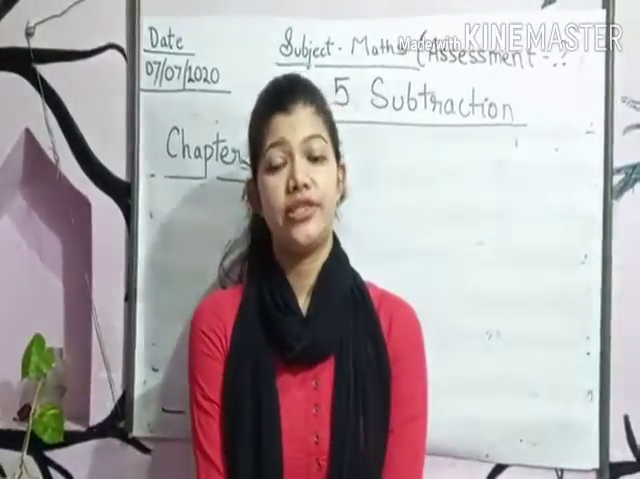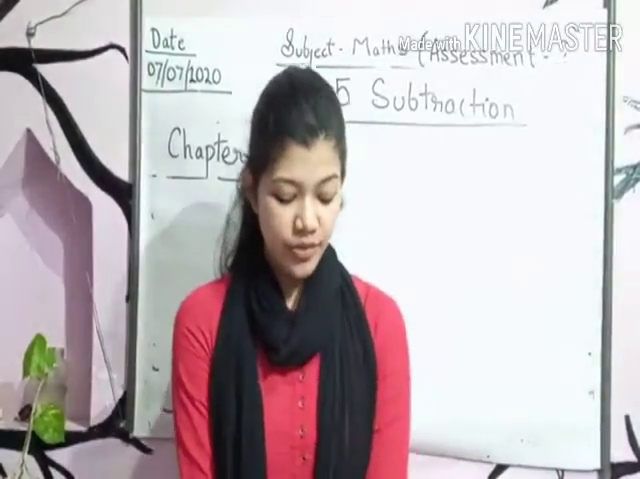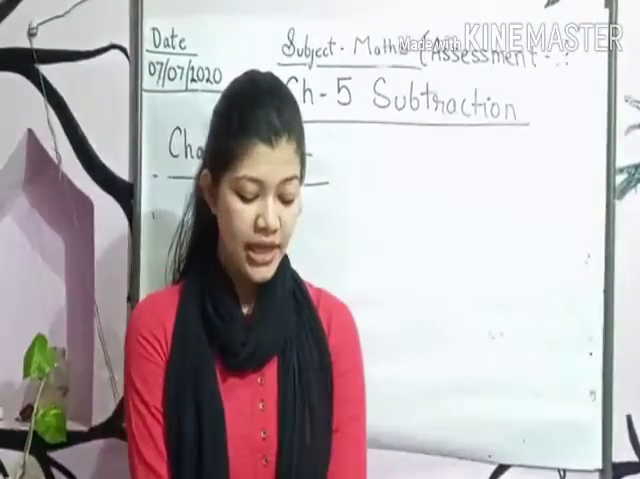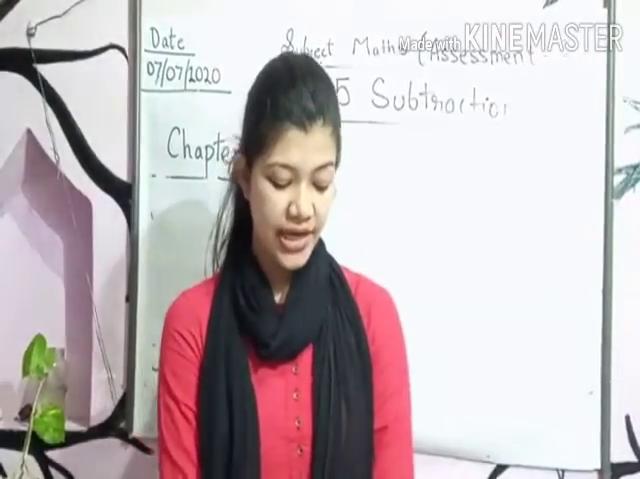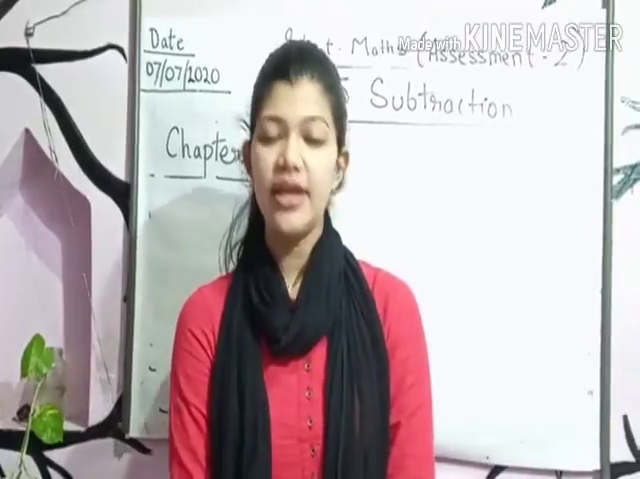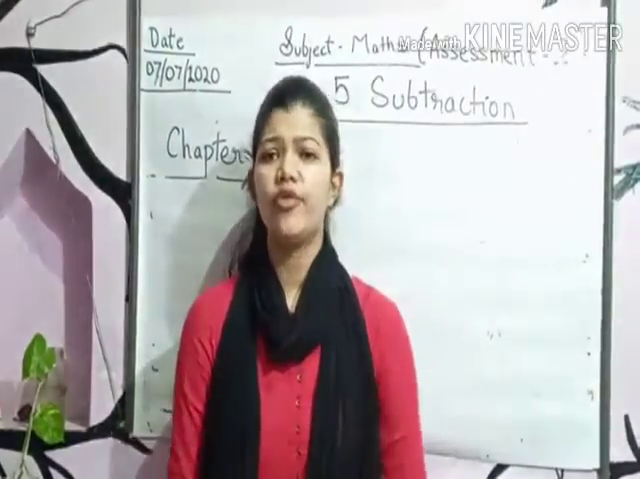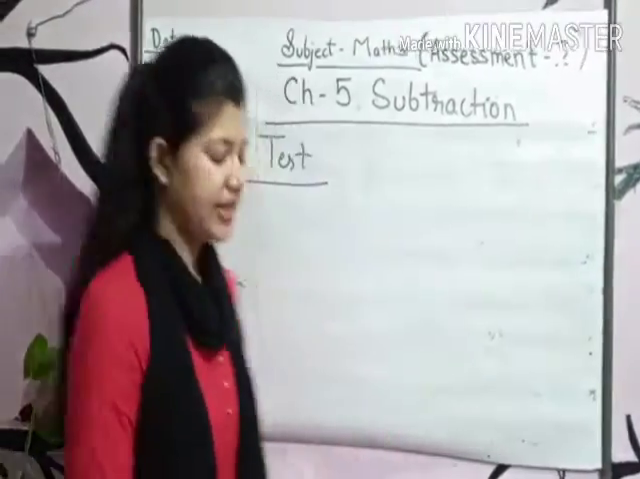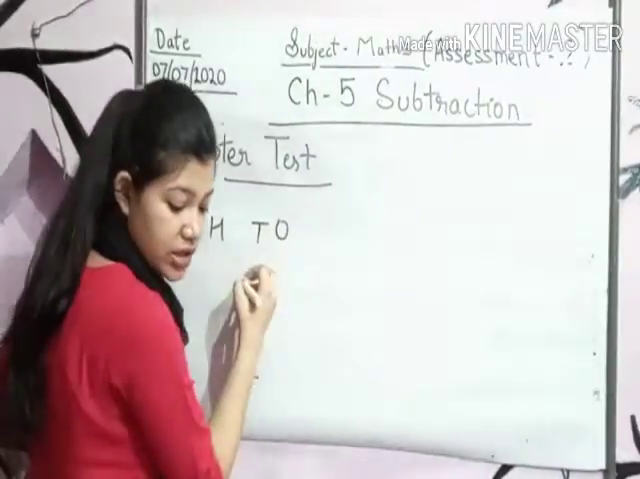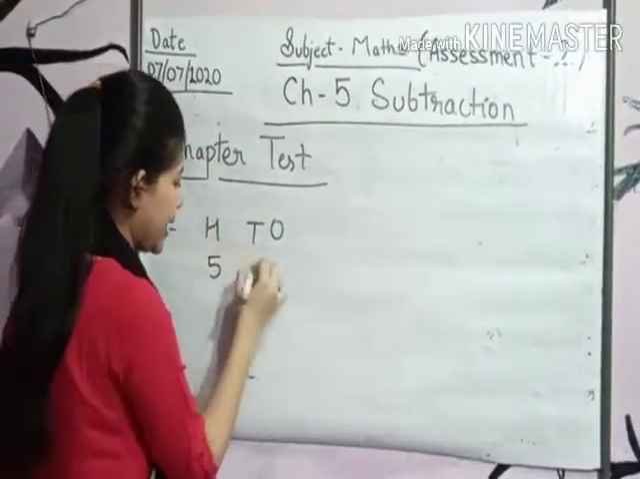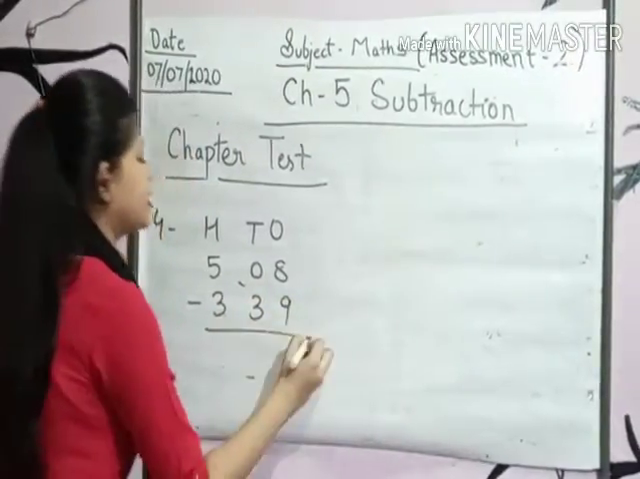Multiple choice question. Okay, options are given here. Let's see which one is correct. Okay. So which of the following numbers comes in the tens place in the difference of 508 and 339? Okay. So this is very easy. What you have to do? You have to find out the difference first. What numbers are given over here? 508 minus 339. Let's subtract.